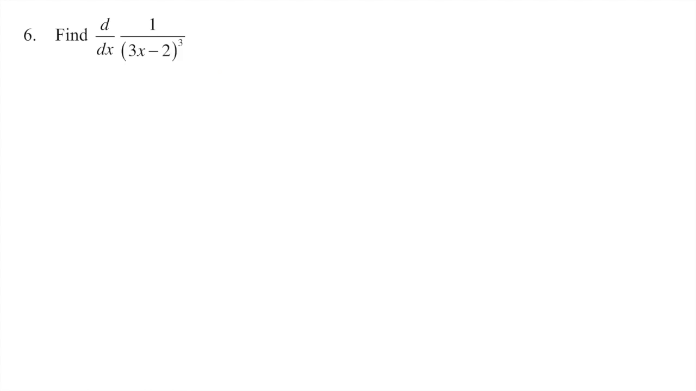Find d dx of the following. That means find the derivative. Now you can't differentiate when that's on the bottom, so I'm going to rewrite it as y equals, and I'm going to move the 3x take 2 up to the top. So I've taken this 3x take 2 cubed and moved it up to the top, which means it's going to become a 3x take 2 in brackets to the power of minus 3. But now I can differentiate it.